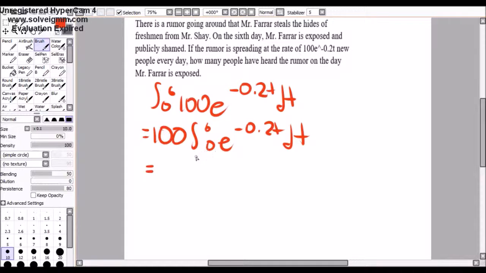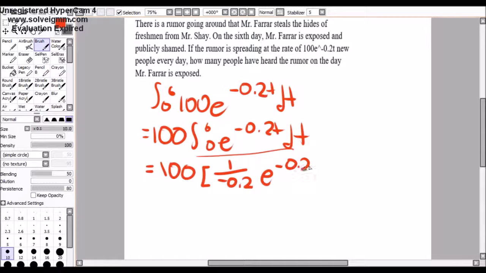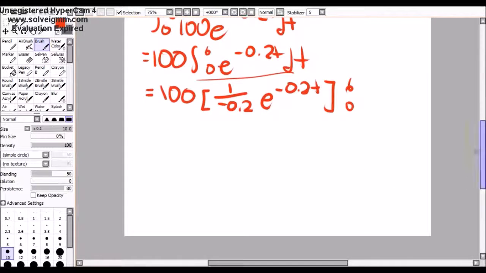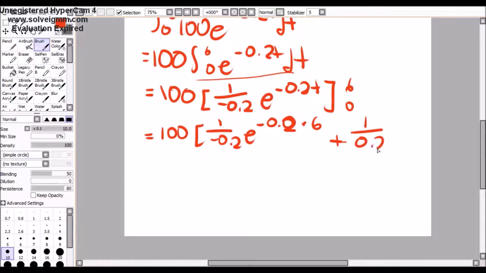So then you would have to take the antiderivative of this part. So then that would be 100 times 1 over negative 0.2 e to the negative 0.2 t, from 0 to 6. And then we just plug in 6 and 0. So 100, 1 over negative 0.2, e to the negative 0.2 times 6. Minusing a negative is just plus. So, yeah, plus. And then e to the 0 power is just 1, so 1 over 0.2.